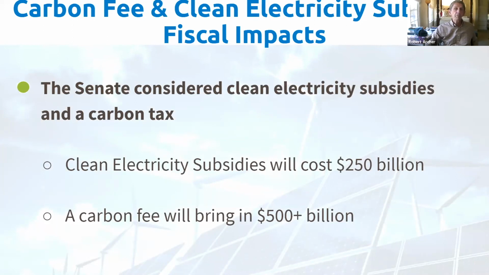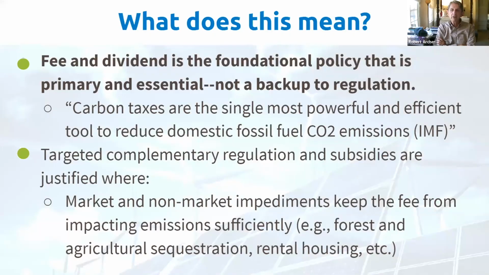So in summary, what does this mean? I think the central message is that the fee, dividend, and border carbon adjustment constitute the foundational policy that is economy-wide and globally connected. And truly complementary regulations and subsidies are also needed to augment the carbon fee and dividend.